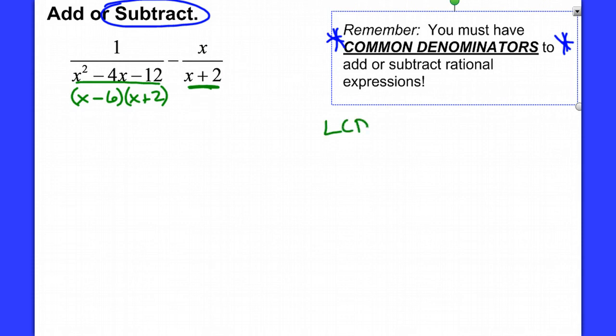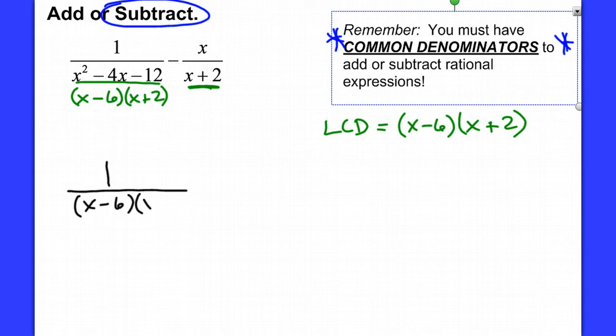So the least common denominator in this case, and as we've said earlier, the least common denominator includes all of the factors from the problem, and that would be x minus 6 and x plus 2. So we're going to want to get that on the bottom of both of our fractions in this case. So let's look at what we have. Let's rewrite the problem. We've got 1 over x minus 6, x plus 2, which is just the factored version of this that we got. We're going to subtract that from that x over x plus 2.